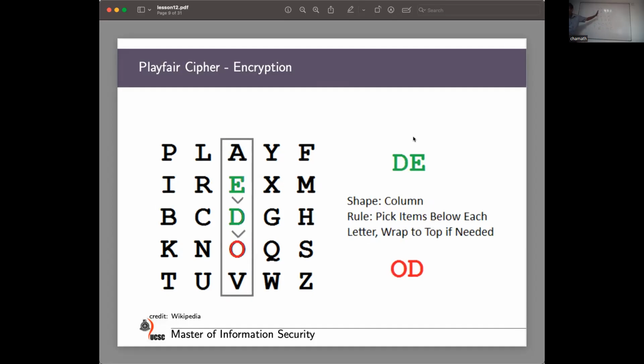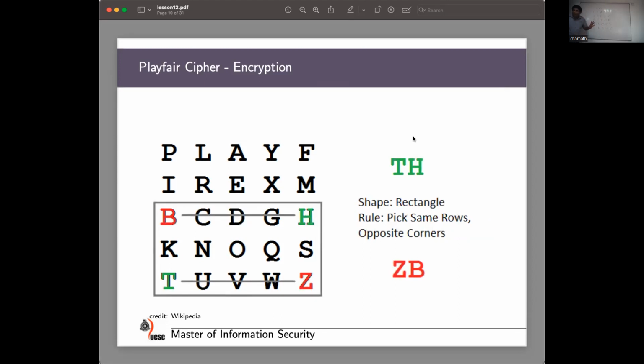If you find letters in the same column, like D and E, you use the one immediately below. For D, you use O. For E, you use D.